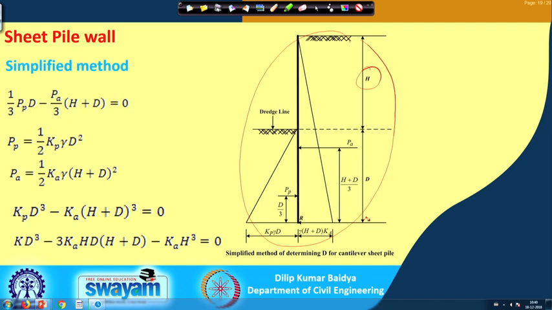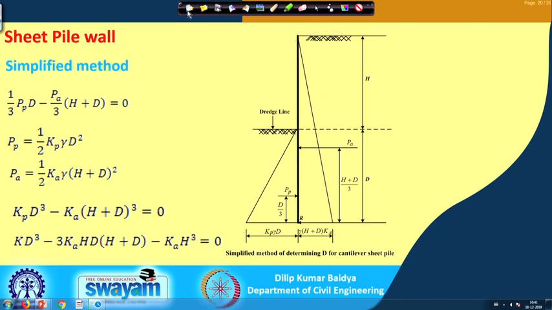So, if the wall height h is given, how do you find d? Assume a depth of embedment d, then you can find the active pressure on a wall height equal to h plus d, and the passive pressure on a wall height of d. Then equate active pressure and passive pressure, simplify, express the equation in terms of d, and solve for d. That is the way, and that is actually important for the exam. The rigorous analysis I did only to show you, but it is very difficult to do in the exam.